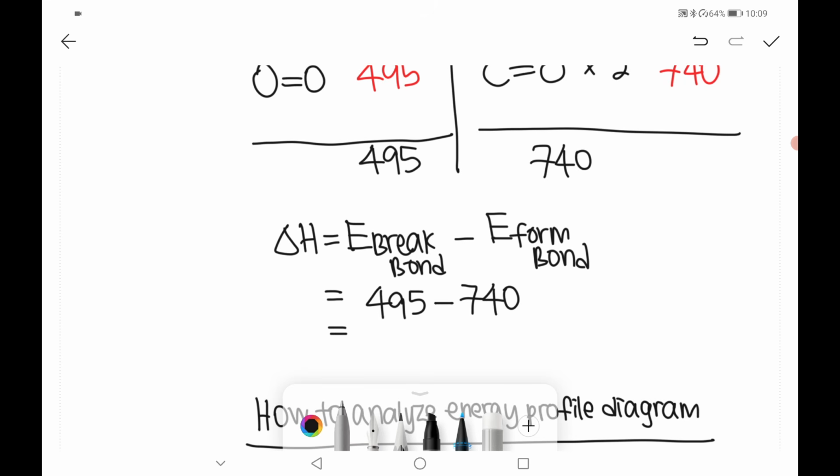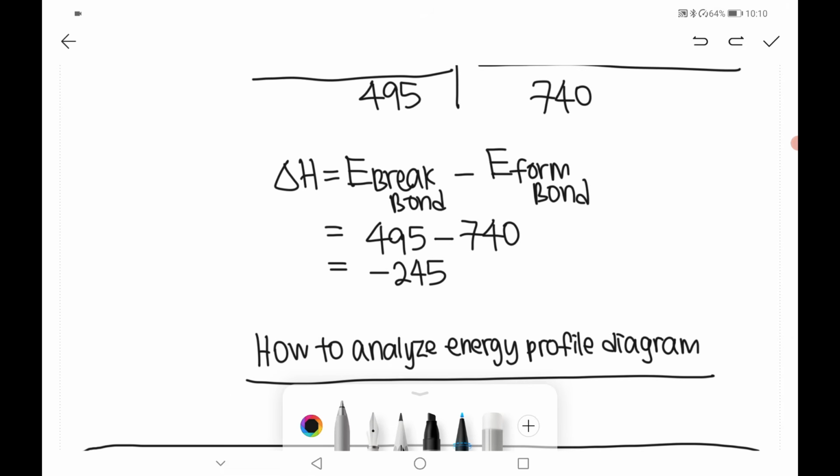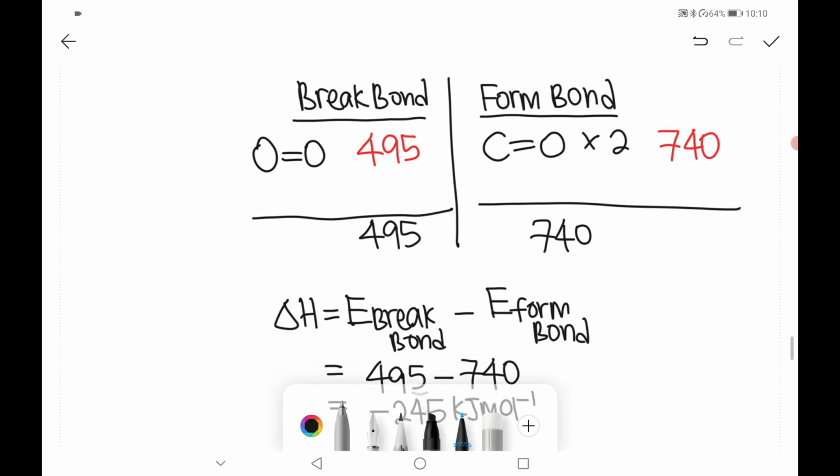So now we just need to key into the calculator. We will get negative 245. When you do the calculation, don't forget about the unit. So what is the unit? Refer back: kilojoule per mole. Just copy kilojoule per mole. Okay, so now we are all done with this calculation.